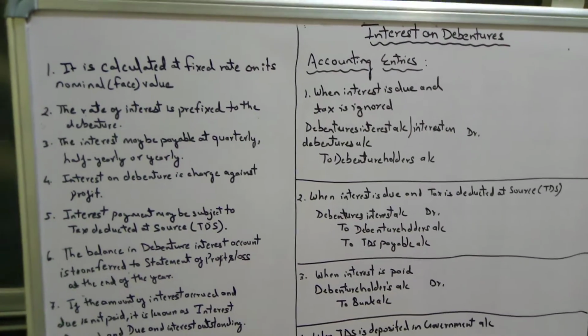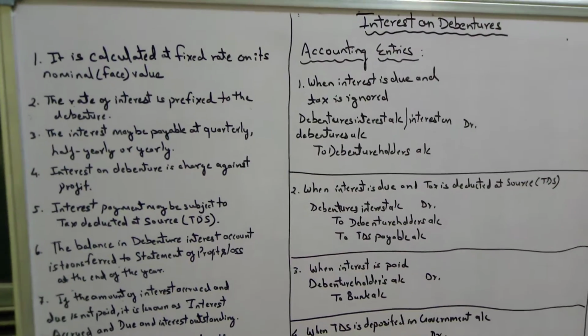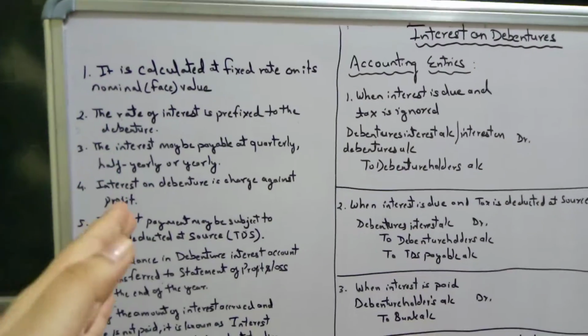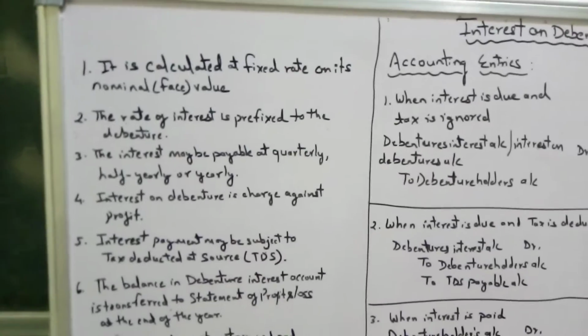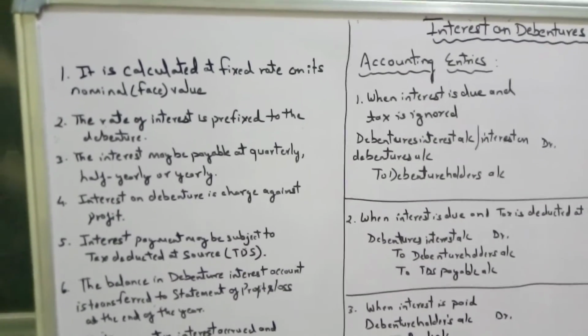In this video, we will be taking the new topic ahead of the redemption of debentures. The topic is interest on debenture. How to treat interest on debentures. So first of all, let's have a look into some important points which are mentioned on the left hand side. As you can see, the first point says it is calculated at a fixed rate on its nominal or face value.